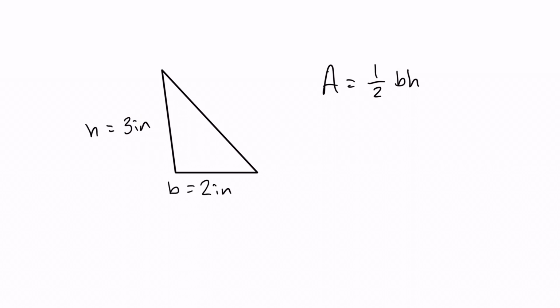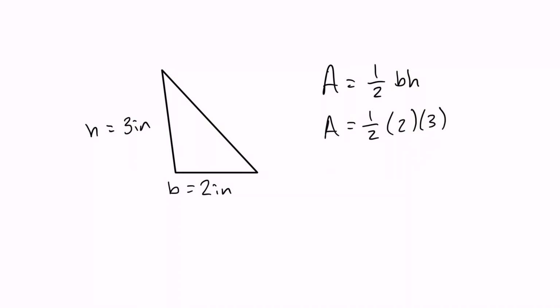So when I plug these values in, my equation should read A equals 1/2 times 2 times 3. Now there's multitudes of ways I can go about solving this equation. Given I'm dealing with multiplication, I can either multiply 1/2 times 2 first, I can do 1/2 times 3, I can do 2 times 3. It's really up to us how we want to solve this.